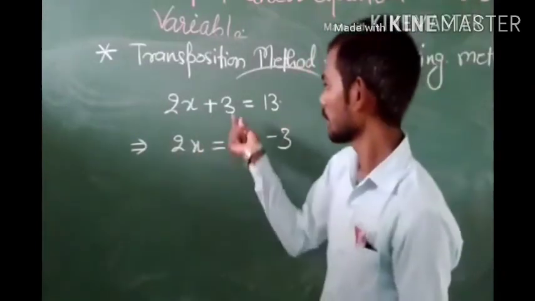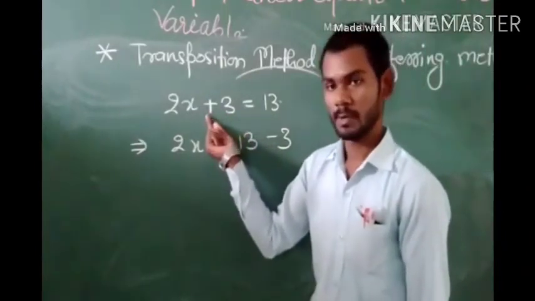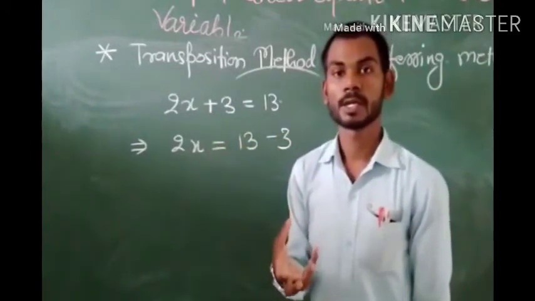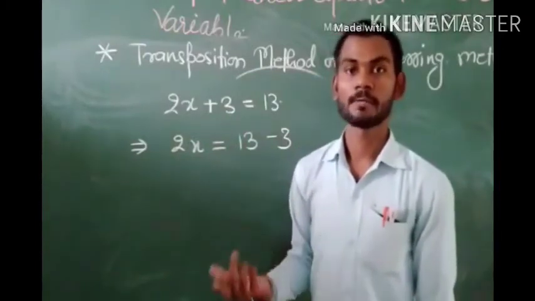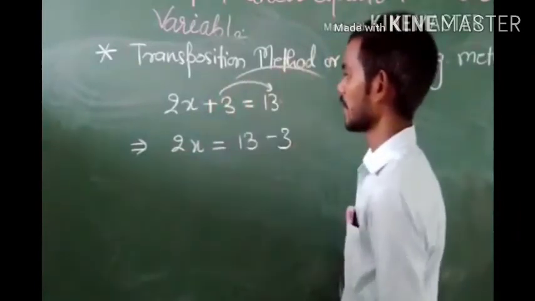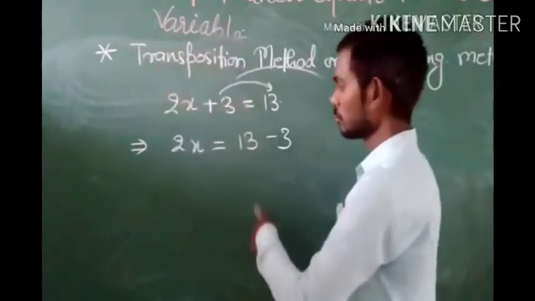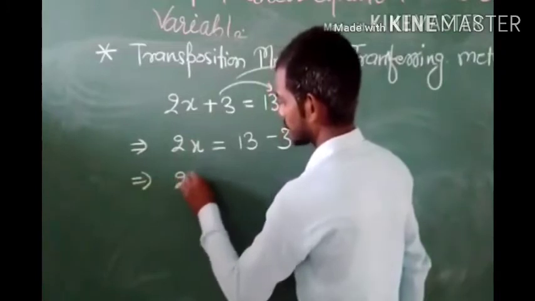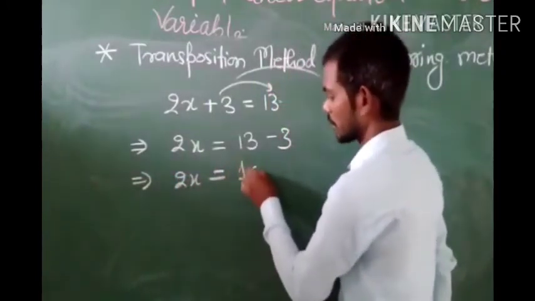Why? Here we can see that the 3 is positive, and we know that when a positive quantity goes from the left hand side to the right hand side, it becomes negative. So when 3 goes to the right hand side, the sign plus is changed into minus. So we have 2x is equal to 13 minus 3, which is equal to 10.